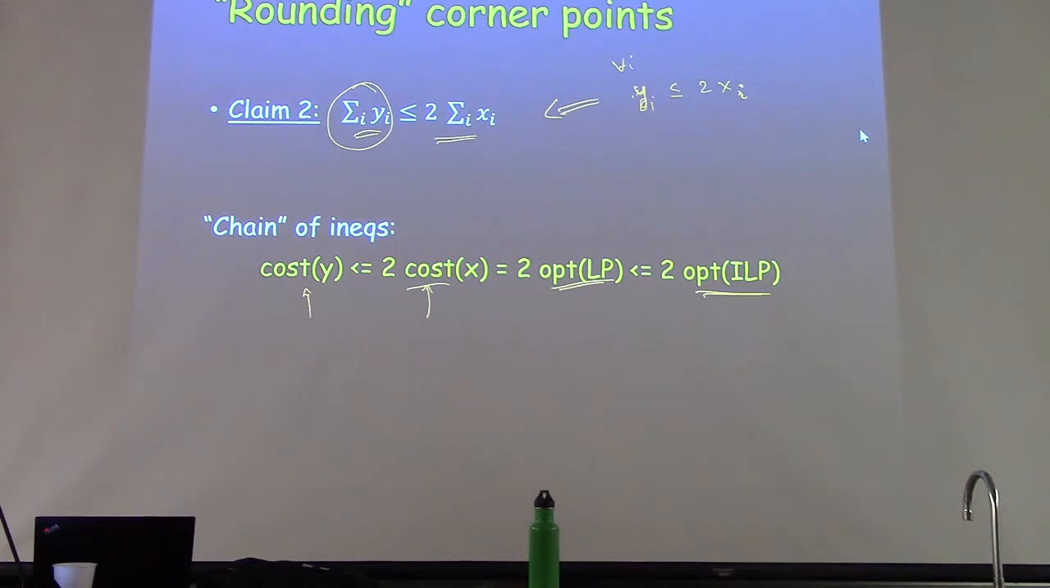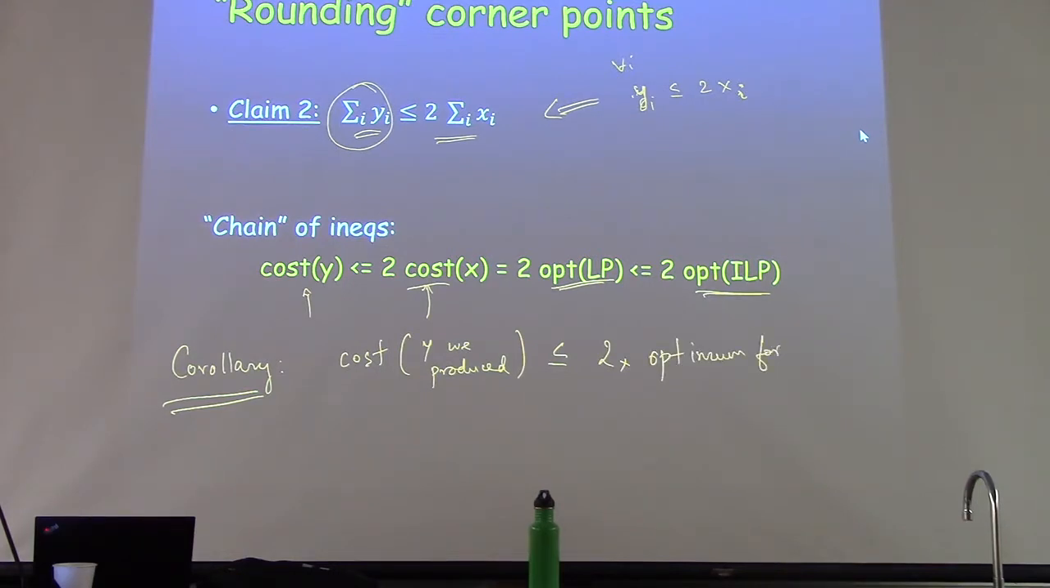So what this shows, the corollary of this, is that the cost of the y we produced is smaller than or equal to 2 times the optimum for any feasible solution.